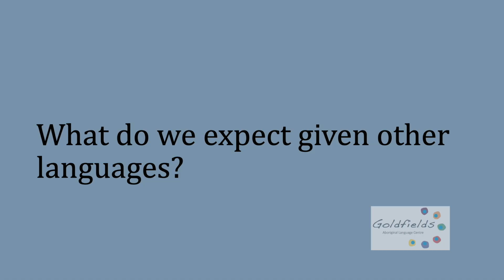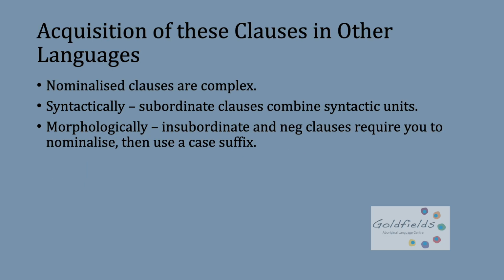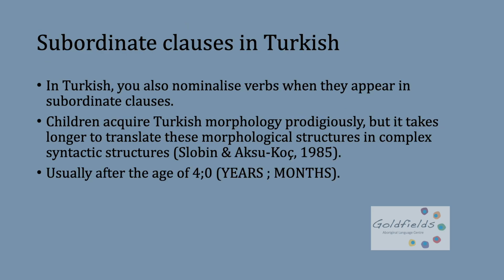Okay, so what do we expect in nominalised clause acquisition given research on other languages? Well, we can see that nominalised clauses are pretty complex. In the case of subordinate clauses, they're syntactically complex because you're having to embed clauses as constituents of another clause. And in the case of all nominalised clauses, I'd say that they're morphologically complex as well because you're having to nominalise verbs and then combine the nominalised verb with a case suffix or a negator.